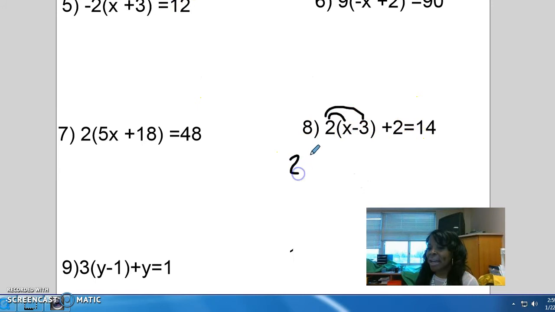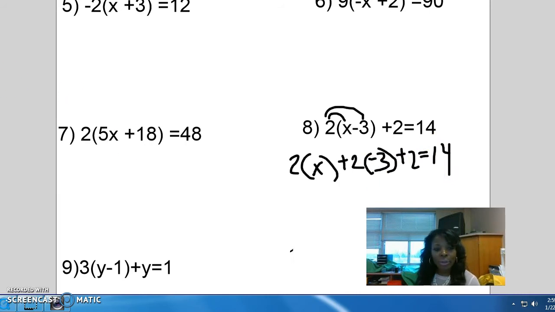Let's write that down. 2 sets of x, positive 2, because we need a sign between the expressions, positive 2 times negative 3. And bring it on down the positive 2 here. All of that equals 14. So now we just go through and evaluate.